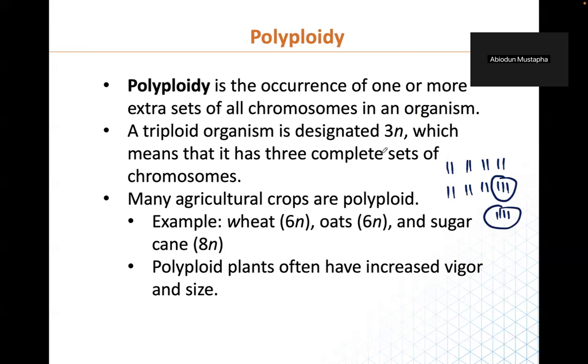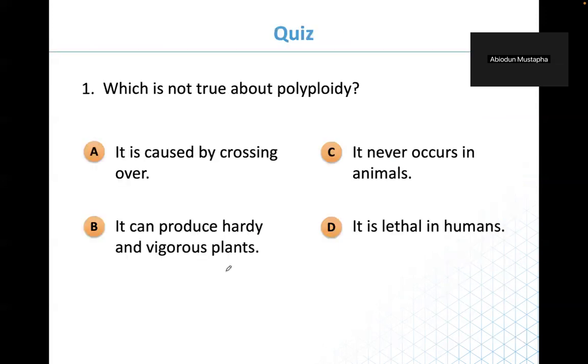So triploidy organisms would have 3N instead of 2N, which means that it has 3 complete sets of chromosomes. Many agricultural crops are polyploid, wheat, for example, oats, sugarcane. So polyploid plants often have increased vigor and size. So they are usually large in size, and also they have better quality than the other ones. So this is all we have for this short chapter.